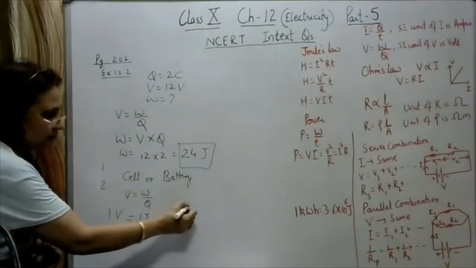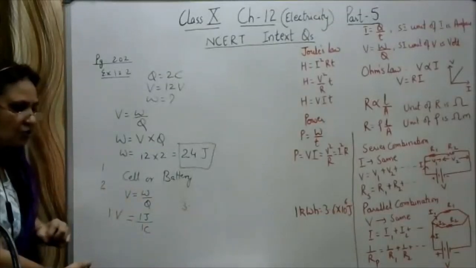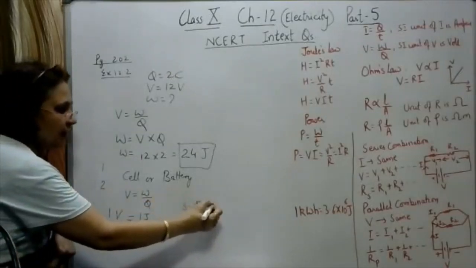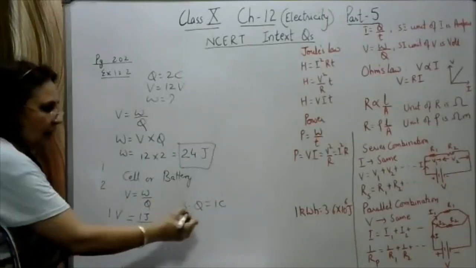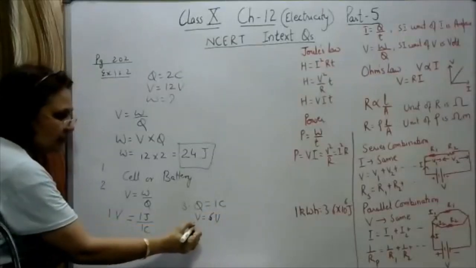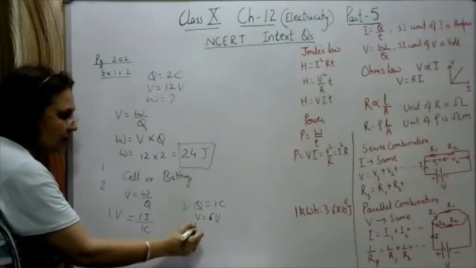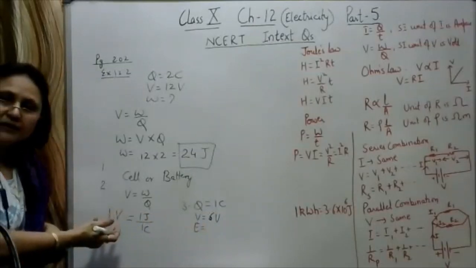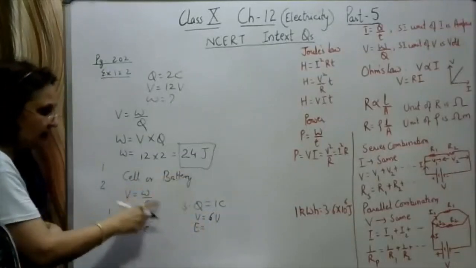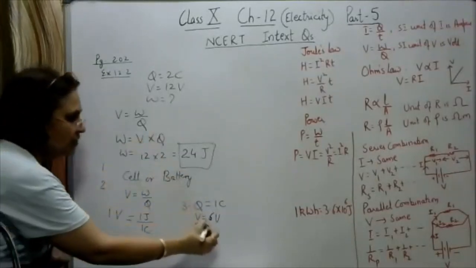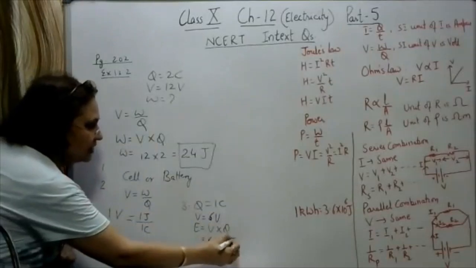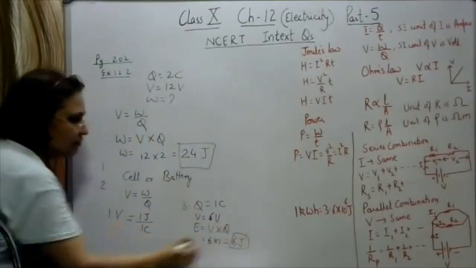Question number 3 is, how much energy is given to each coulomb of charge passing through a 6-volt battery? Here it is given that each coulomb means Q is equal to 1 coulomb, and the potential difference of the battery is 6 volts. You have to calculate the energy consumed, or the electrical work done. We know that electrical energy consumed is equal to electrical work done, which is equal to V into Q. So that is 6 into 1, which is equal to 6 joules. Hence the energy consumed is 6 joules.